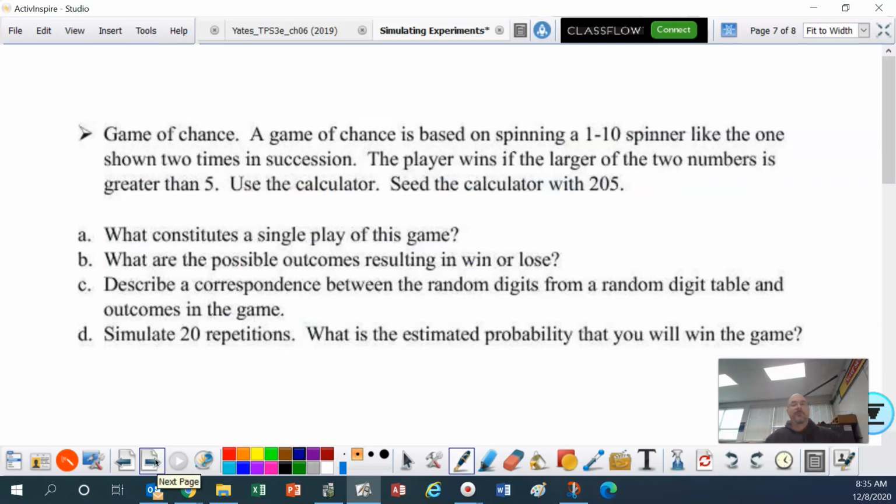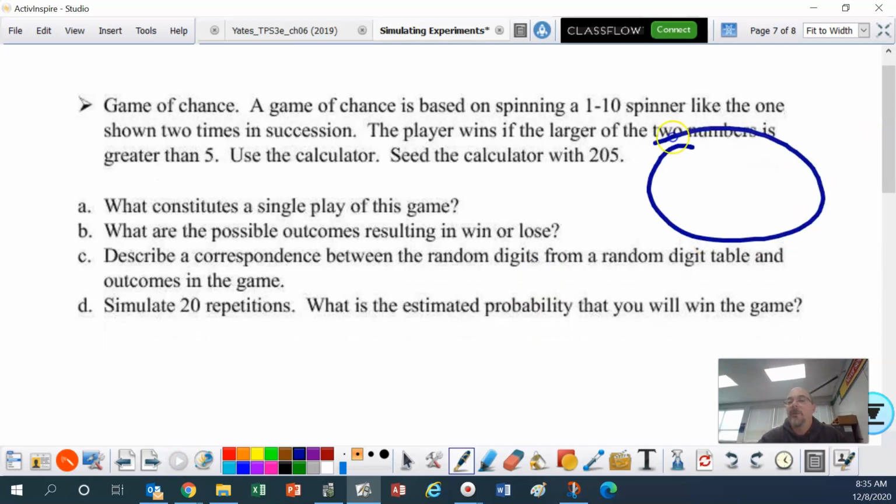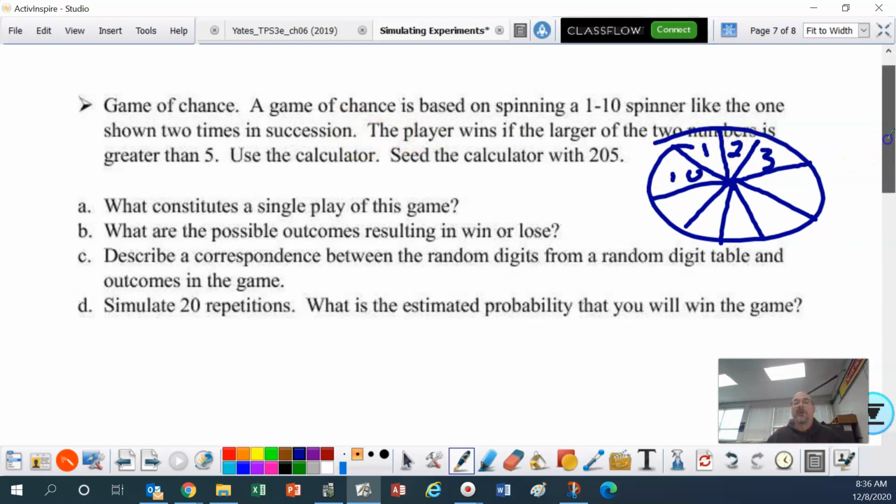Game of chance. A game of chance is based on spinning a 1 through 10 spinner like the one shown 2 times in succession. Well, I didn't show it, folks, but it's a spinner with 1 through 10 on it. You know what a spinner is. Ooh, that is a bad drawing here. So I've got a spinner with 10 spaces in it. That's not going to be 10, but you got 1, 2, 3, all the way to 10. So ignore my drawing, it's horrible, but imagine a spinner. So the player wins if the larger of the two numbers is greater than 5.